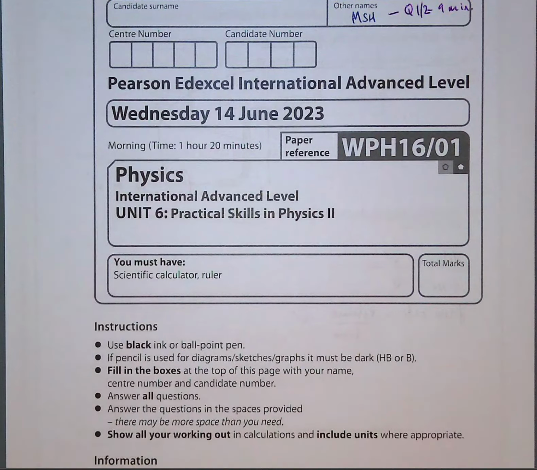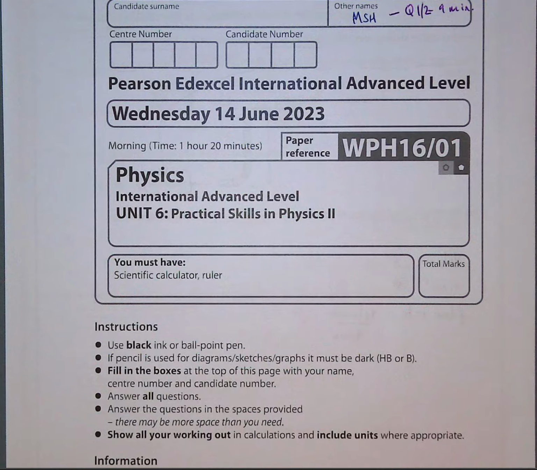Okay, this is my second attempt to finish this final run through of the June 2023 Physics Edexcel International A-Level, for the preparation of students for Unit 6, the practical skills exam used in Year 13, which is the final exam of the series for this summer.